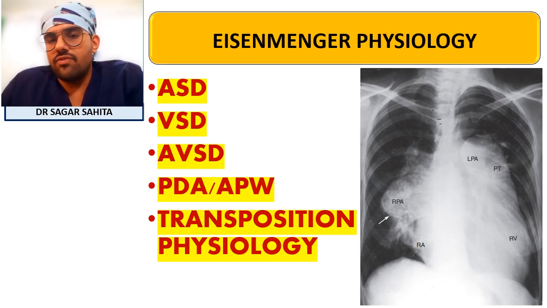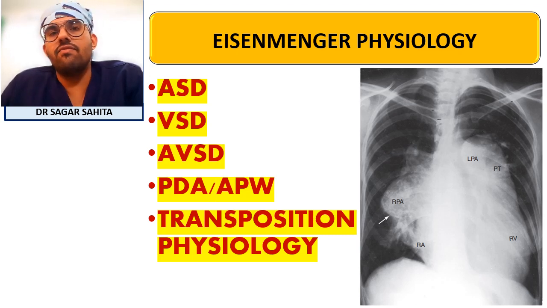Lastly, left to right shunts and other lesions which we saw in the transposition physiology, if they are left alone, as the natural history of the disease progresses, this leads to Eisenmenger's physiology. Eisenmenger syndrome is development of irreversible obstructive pulmonary arterial hypertension, irreversible pulmonary vascular occlusive disease.